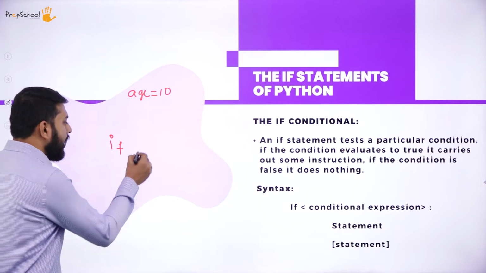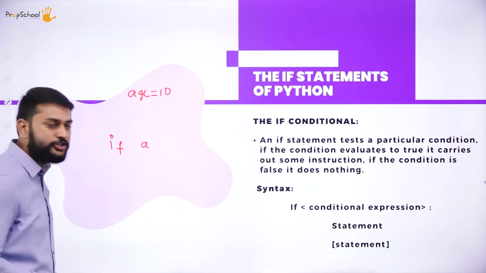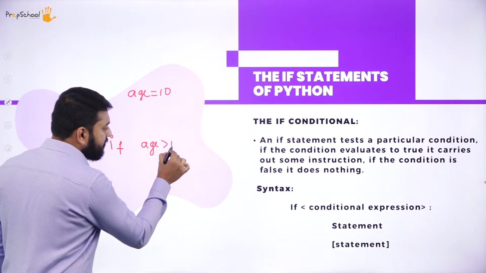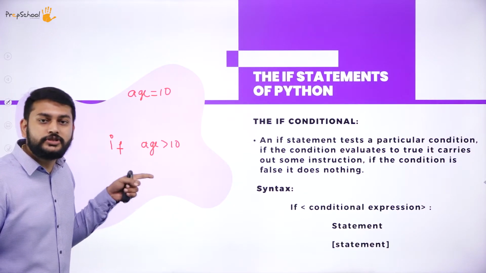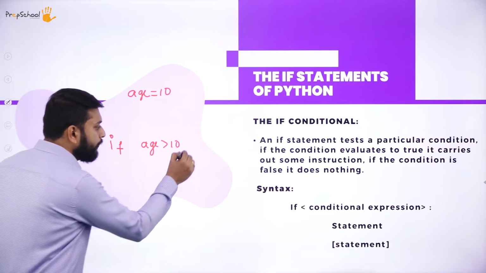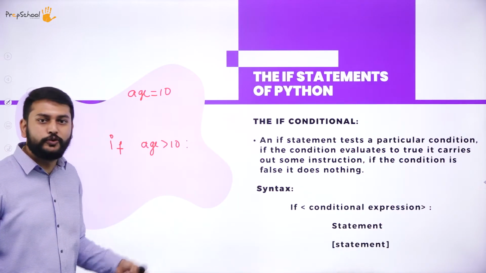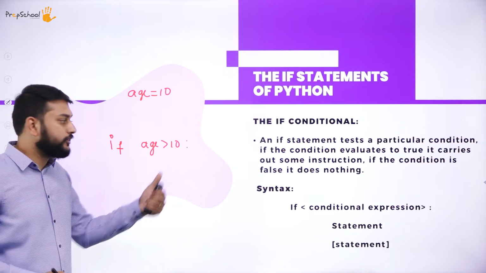Let's imagine I'll be writing like this. I have to give a space after the if keyword. I'll be writing age greater than 10. I have told you already, this will come under the category of compound statement. So if it is a compound statement, this line you will be calling the compound header. So the compound header always ends with a colon.